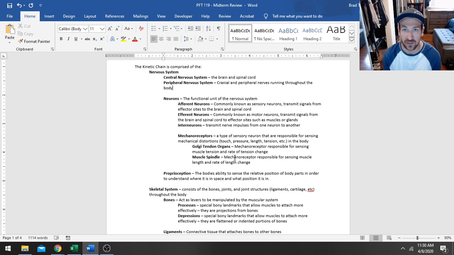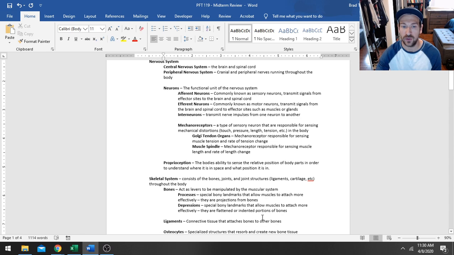Now, obviously, we have to have connectors in between all of those, and that's where your interneurons come in. Your interneurons are basically connecting neuron to neuron to neuron to neuron, because you've got to get information all the way from your left big toe all the way up to your brain, which is not exactly close. So those are all of your interneurons.